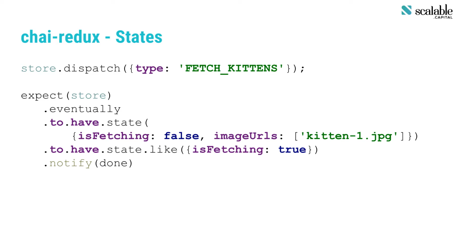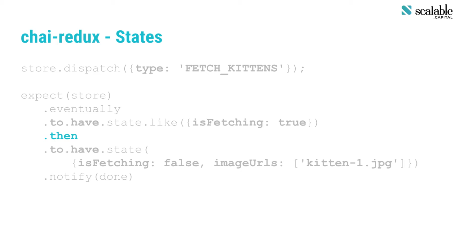That will work, even though we are doing the assertion in the wrong order, because all we are testing is if at some point both states are reached. We're not saying in which order. That said, we could. If we want to chain states, we can use then. Whenever we combine two assertions with then, we would actually do it in an order, so here the order matters. We first have to check is fetching true, then is fetching false with the image URLs.